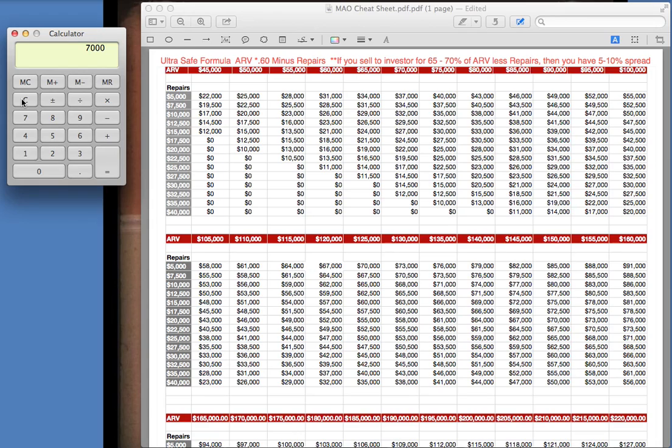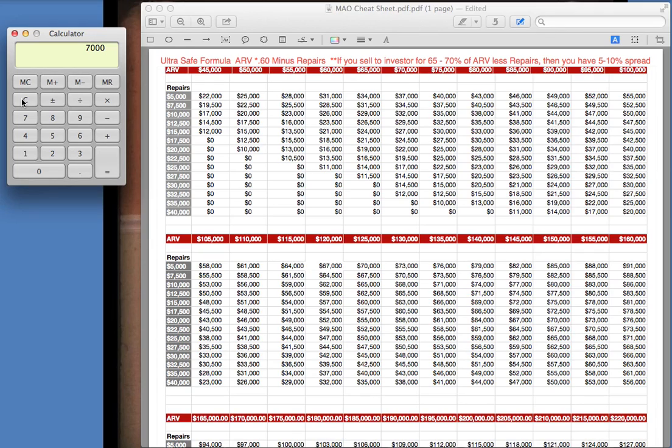Now you can see on here I have 0 on this MAO worksheet, and I'll tell you why. When a house that's only worth $70,000 needs more than 50% of its value in rehab, an investor is probably not going to be real interested in purchasing that property from you for 65% of ARV minus repairs. Their estimate's always going to be more. If it needs that much work and it's only worth $70,000, then you've got a total junker.